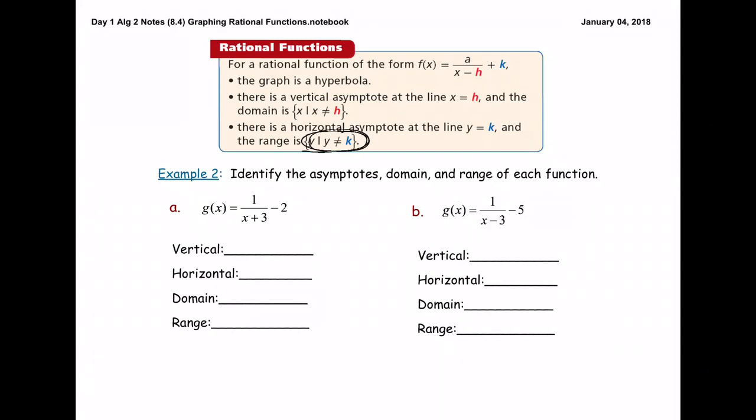Example 2 says identify the asymptote, the domain, and the range for each function. So when we're looking at our vertical asymptote, we want to look at our x, which is also our h.